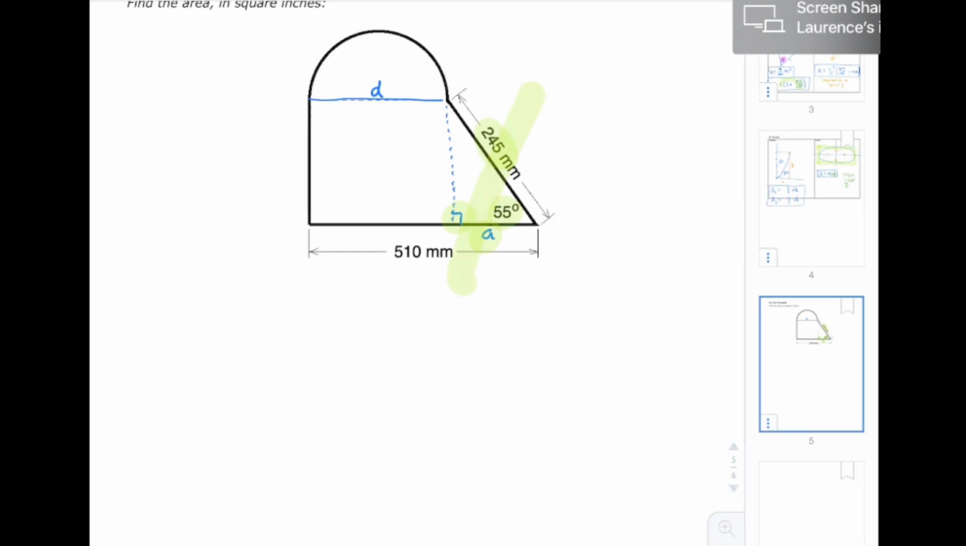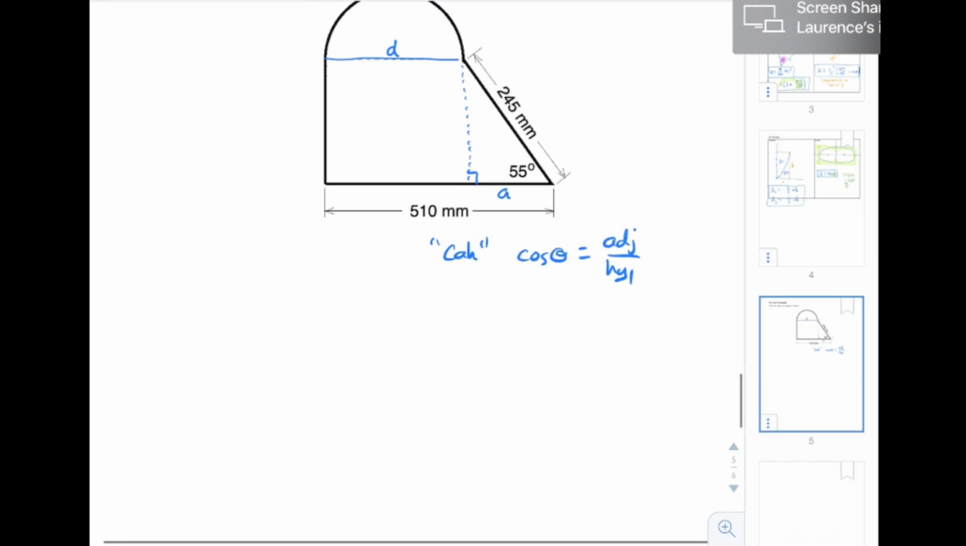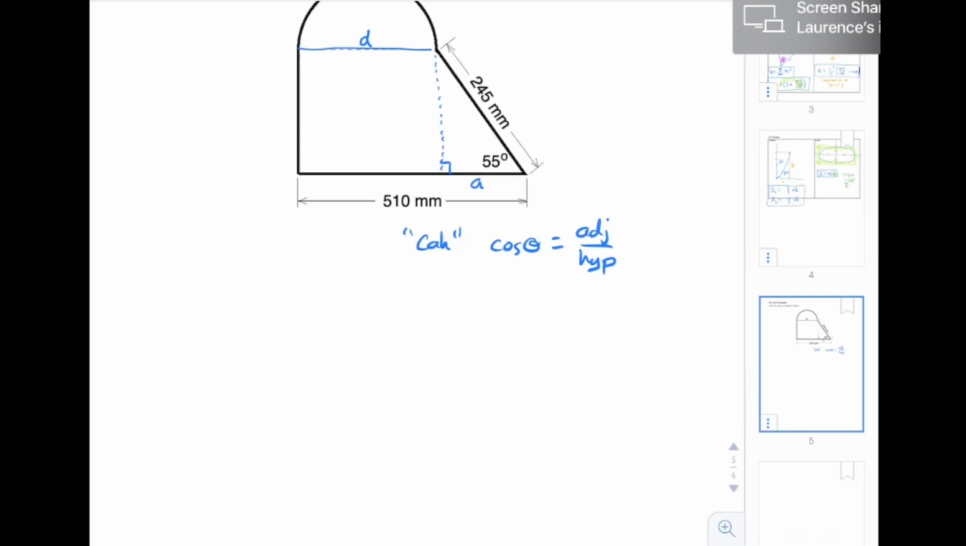If you said cosine, you'd be right. This is going to be a cosine thing. So remember SOHCAHTOA. The cosine of an angle is the adjacent over the hypotenuse. That's definitely the hypotenuse. If I'm using this angle, that would be the opposite over there. So A would be the adjacent. And so the cosine of 55 degrees then is going to be A over 245 millimeters.